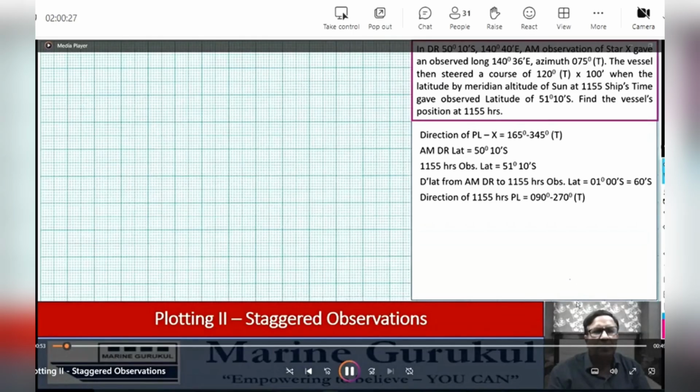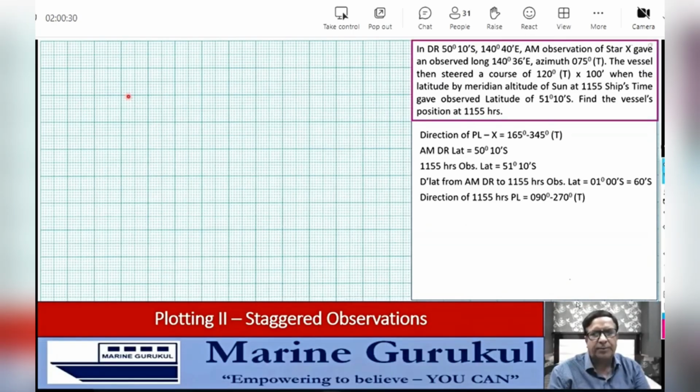Let us understand the full concept and the process through an example. In DR 50 degrees 10 minutes south, 140 degrees 40 minutes east, AM observation of star X gave an observed long of 140 degrees 36 minutes east, azimuth 075 degrees true. The vessel then steered a course of 120 degrees true for 100 miles when the latitude by meridian altitude of the sun at 11:55 ship's time gave an observed latitude of 51 degrees 10 minutes south. Find the vessel's position at 11:55 hours.